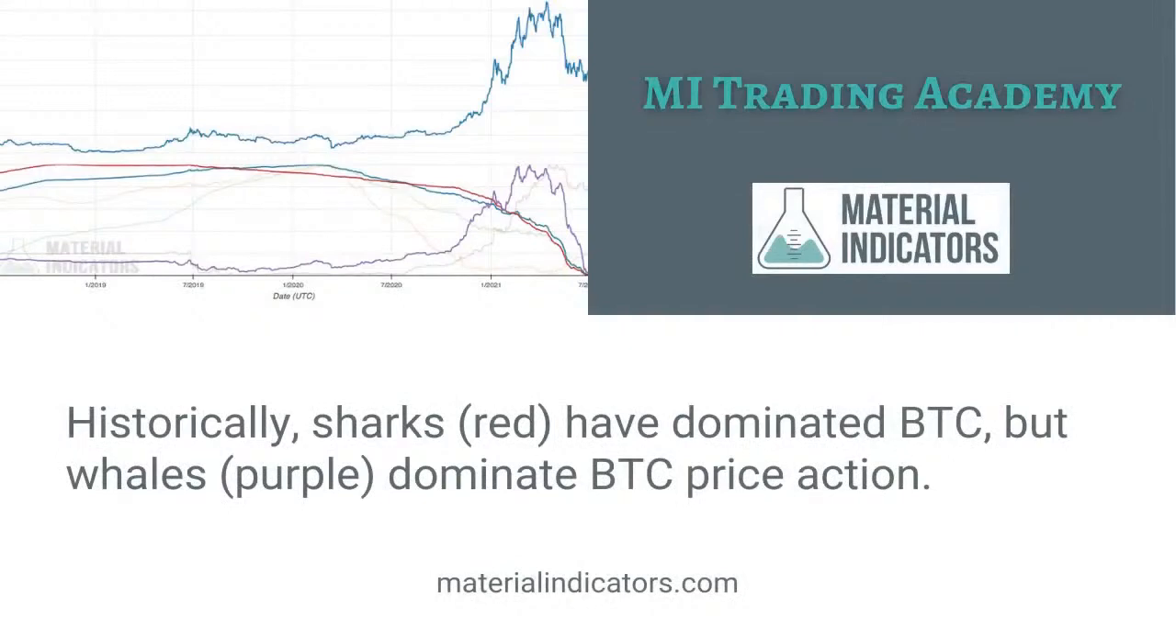Historically, sharks, the red orders, have dominated Bitcoin's order flow, but whales, the purple orders, have dominated the price. And you can see that by looking at the shape here. Look, this is the order flow, and this is the price up here. Purple matches the price better than red does, but red is dominating the market orders here. And we'll climb into that and explain what that means and why it might be happening here in just a bit.